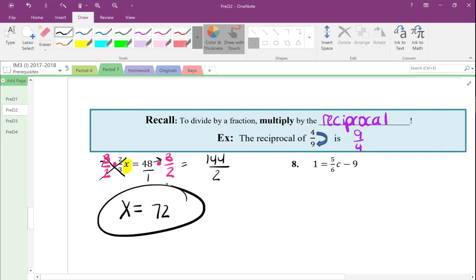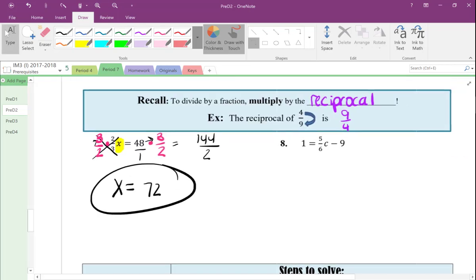Or you could have just typed all that in. Like you could have just done 48 times 3 halves. But if you're doing it in your head, that's how you would have done it. It's how I would have done it if I was doing it in my head. Okay? All right. 8 is the same thing, but we're just adding another step.